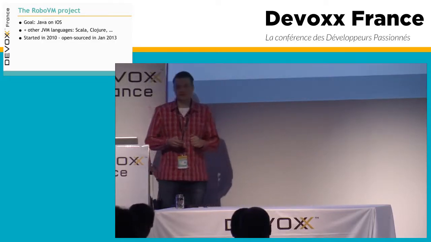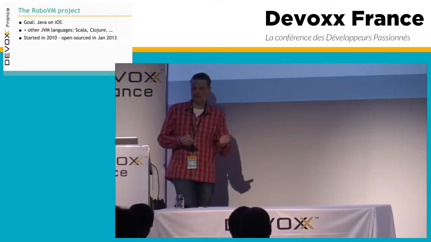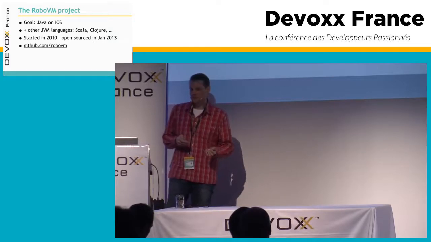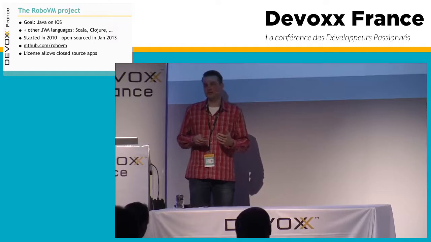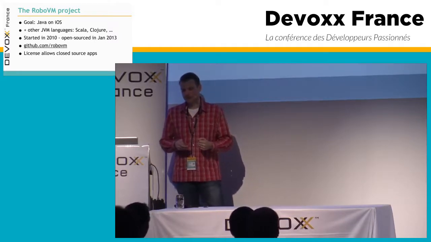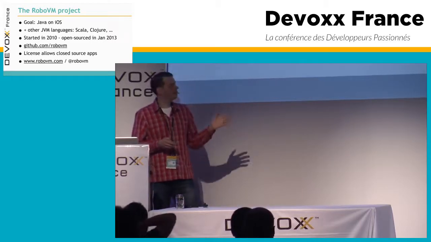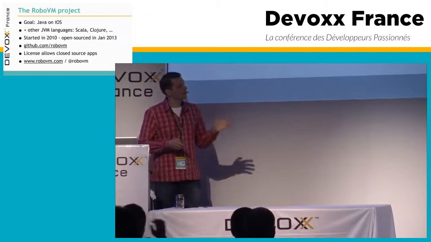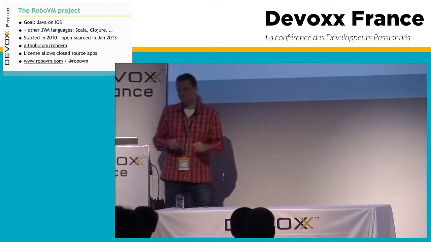I started this back in 2010. It was open sourced last year in January. It's available on GitHub. We're using liberal licenses, so you can use it to develop closed source apps. It's available on RoboVM.com. Go there for more info, and if you're interested in project updates, make sure you follow RoboVM on Twitter.